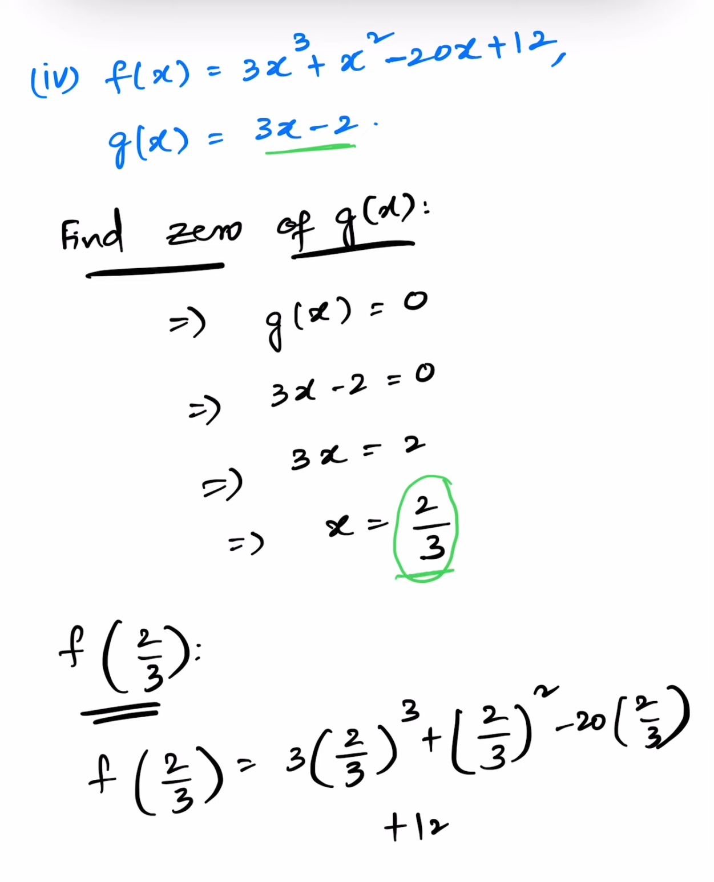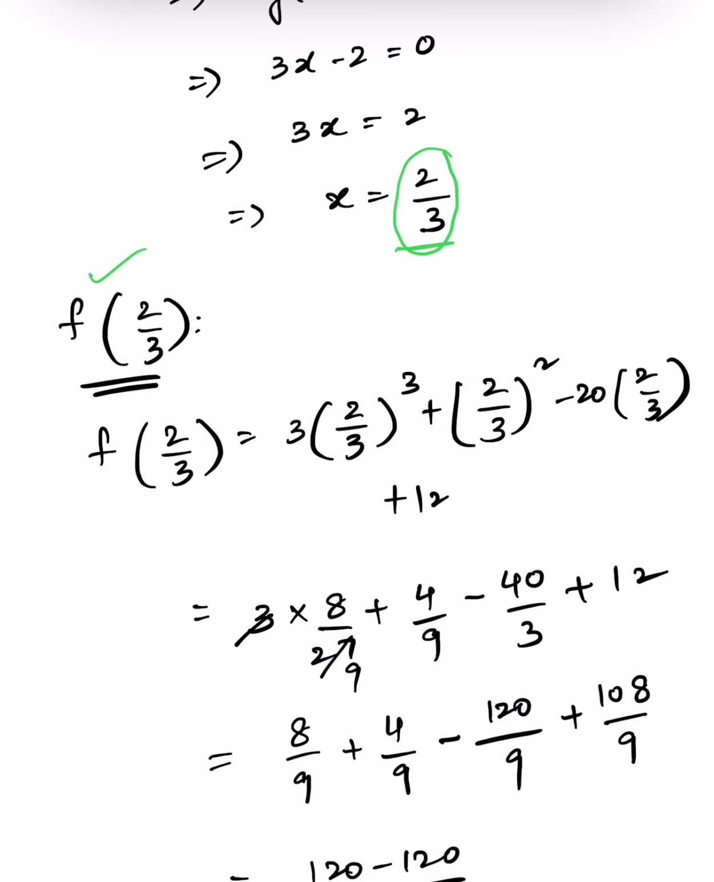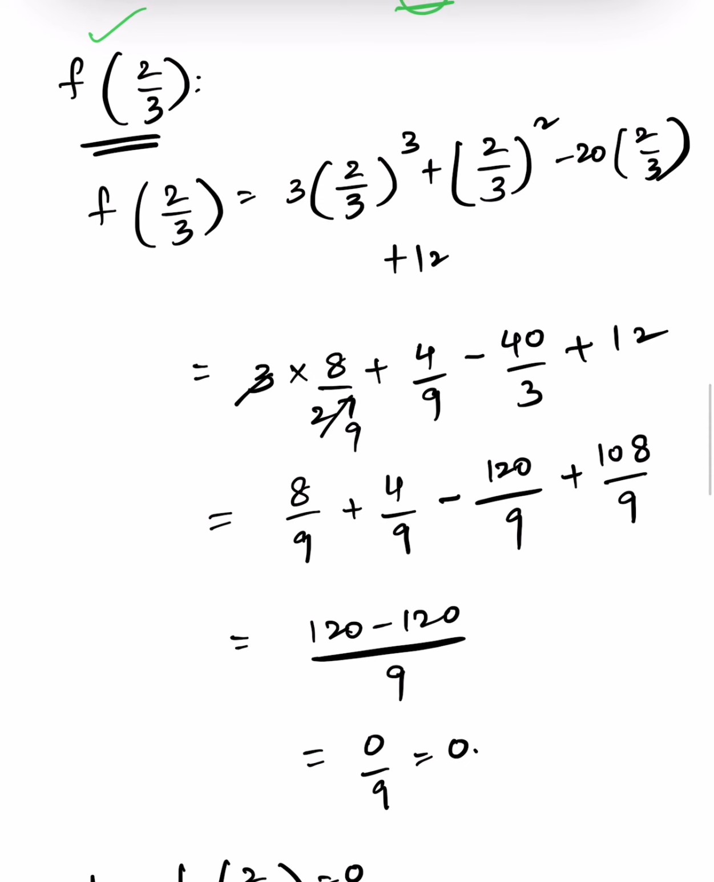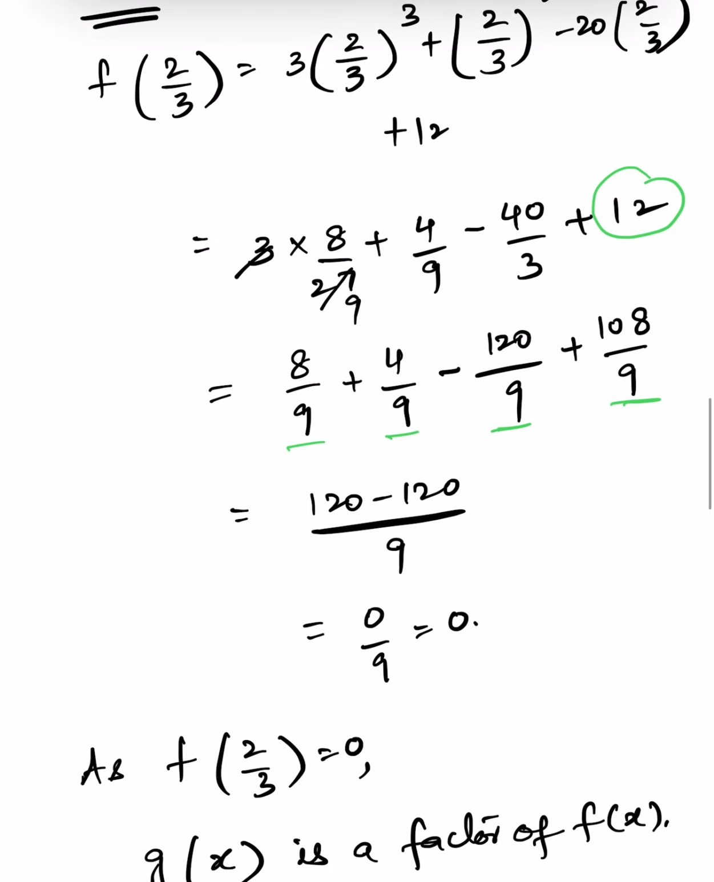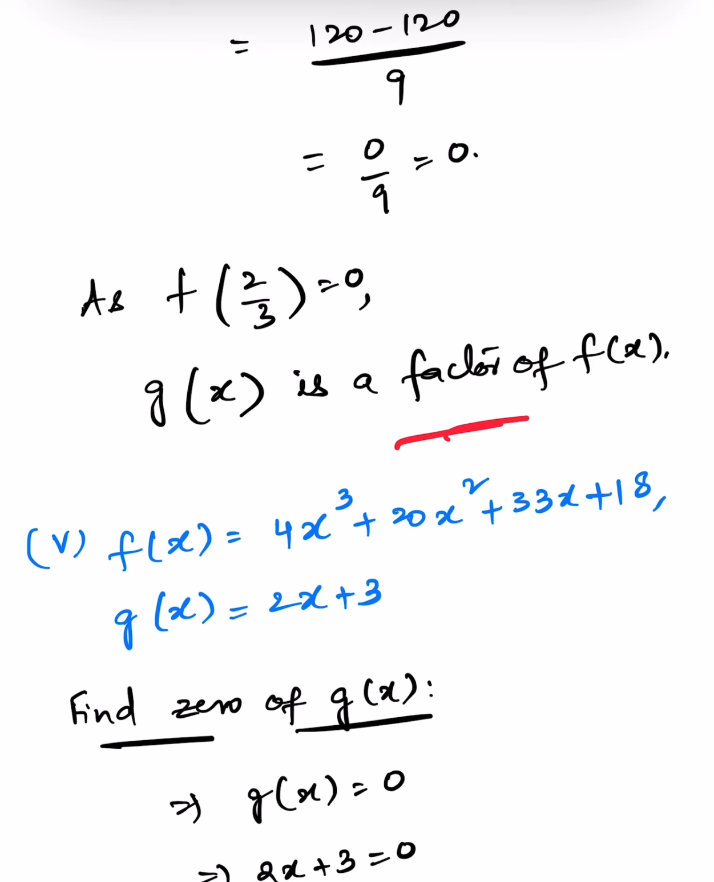Substitute 2 by 3 in f of x in place of x. So f of 2 by 3 we have to find. f of 2 by 3 equal to 3 into 2 by 3 whole cube plus 2 by 3 whole square minus 20 into 2 by 3 plus 12. Here this is equal to 8 by 9 plus 4 by 9 minus 120 by 9 plus 12, which can be written as 108 by 9 because we have to make the denominators same. So that is equal to 120 minus 120 by 9, which is equal to 0 by 9, which is 0. As f of 2 by 3 is 0, g of x is a factor of f of x.